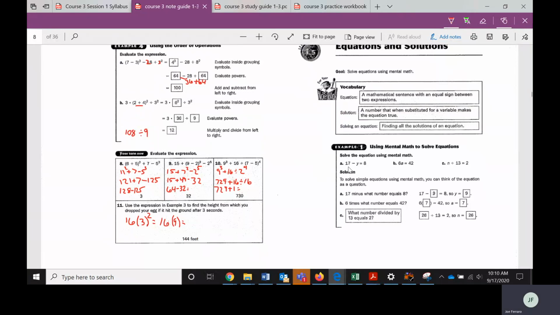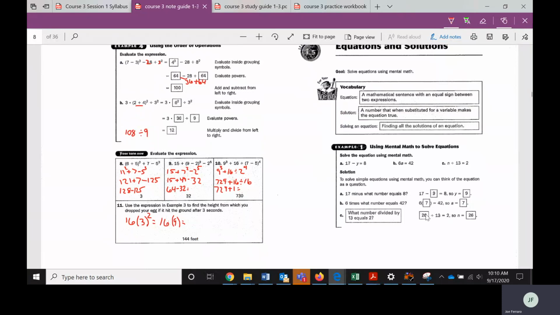So here they're looking at 17 minus y equals 8. So basically they're just saying 17 minus what equals the number 8. Okay, and if you have to guess and check or whatever, they just want you to find the solution. And in these type of examples, they're not going to be anything really super hard. So 9 would go in there. 17 minus 9 is 8. So the answer is y equals 9.